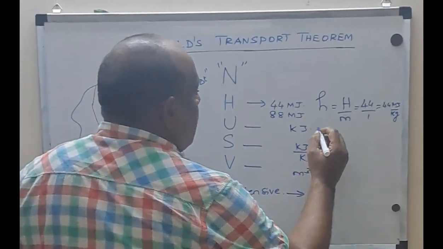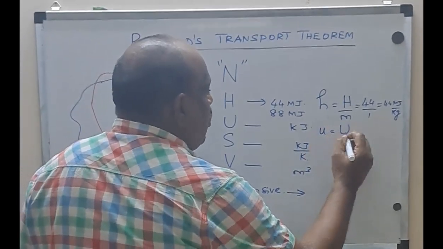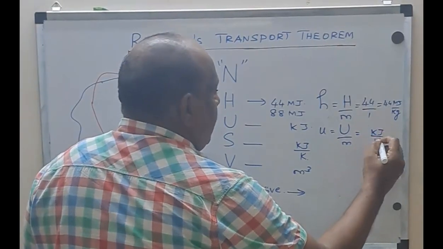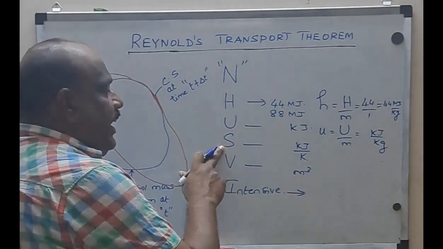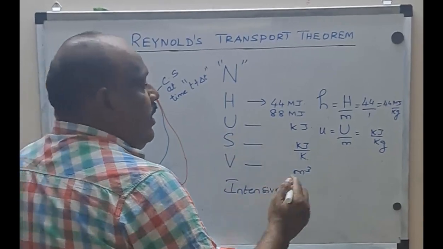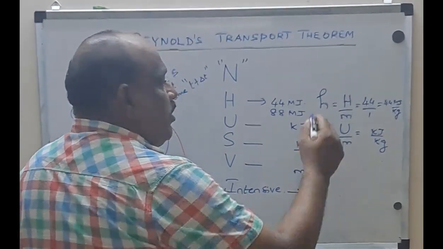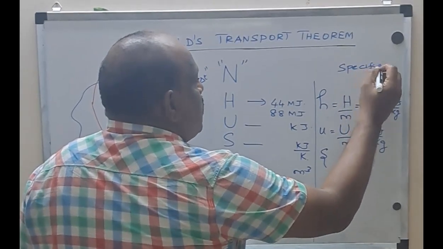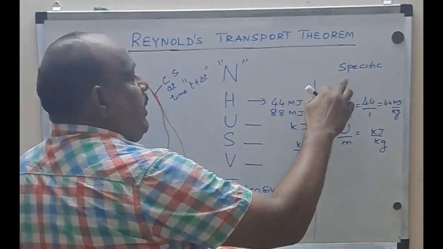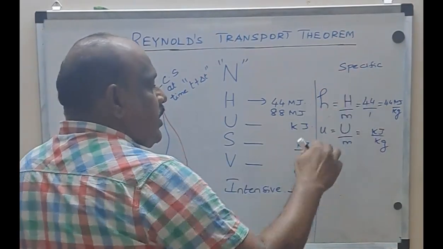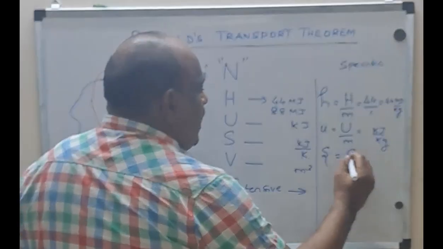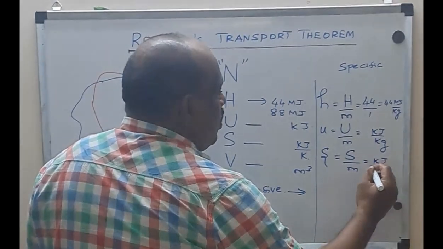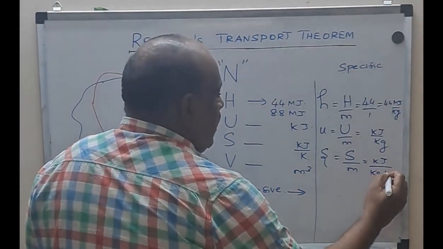Similarly, the internal energy, small u, will become capital U by M, and the unit will be kilojoule per kilogram. Similarly, the unit of entropy is kilojoule per Kelvin. Now the unit of specific entropy: whatever I am telling on the right hand side is nothing but specific quantities. Specific quantities means specific enthalpy, specific internal energy, and specific entropy, which is capital S by M. So what unit is it? Kilojoule or joule per kilogram Kelvin.